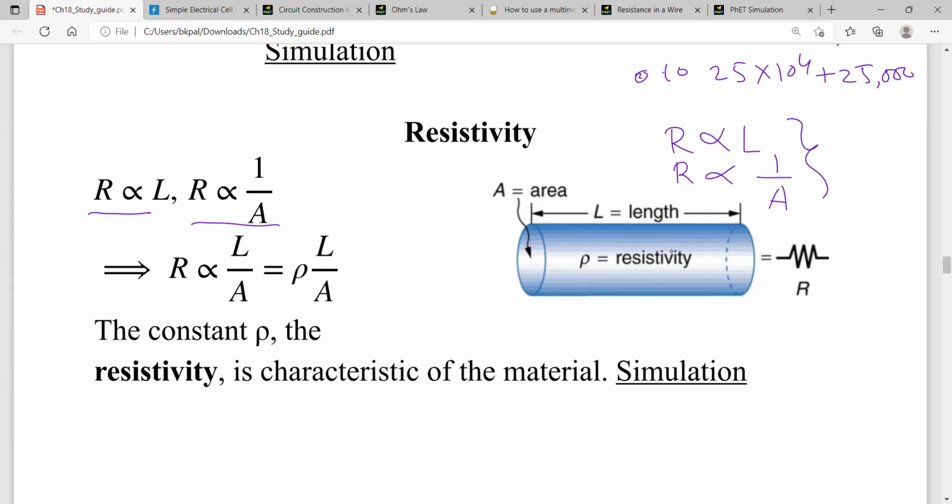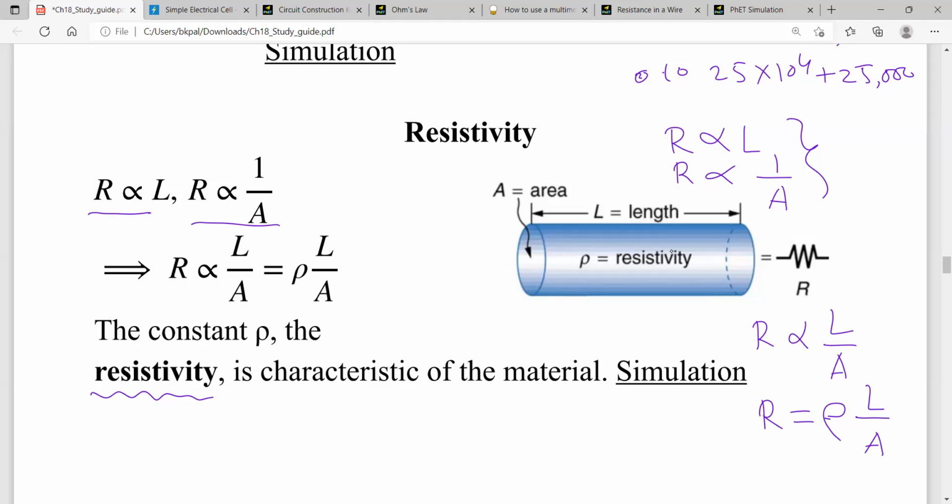Now, if I combine these, I can write L over A. And if I want to write an equation, I need a proportionality constant. Here, the proportionality constant is rho. And this rho we call resistivity. And this is completely the property of the material. It is different for different material.